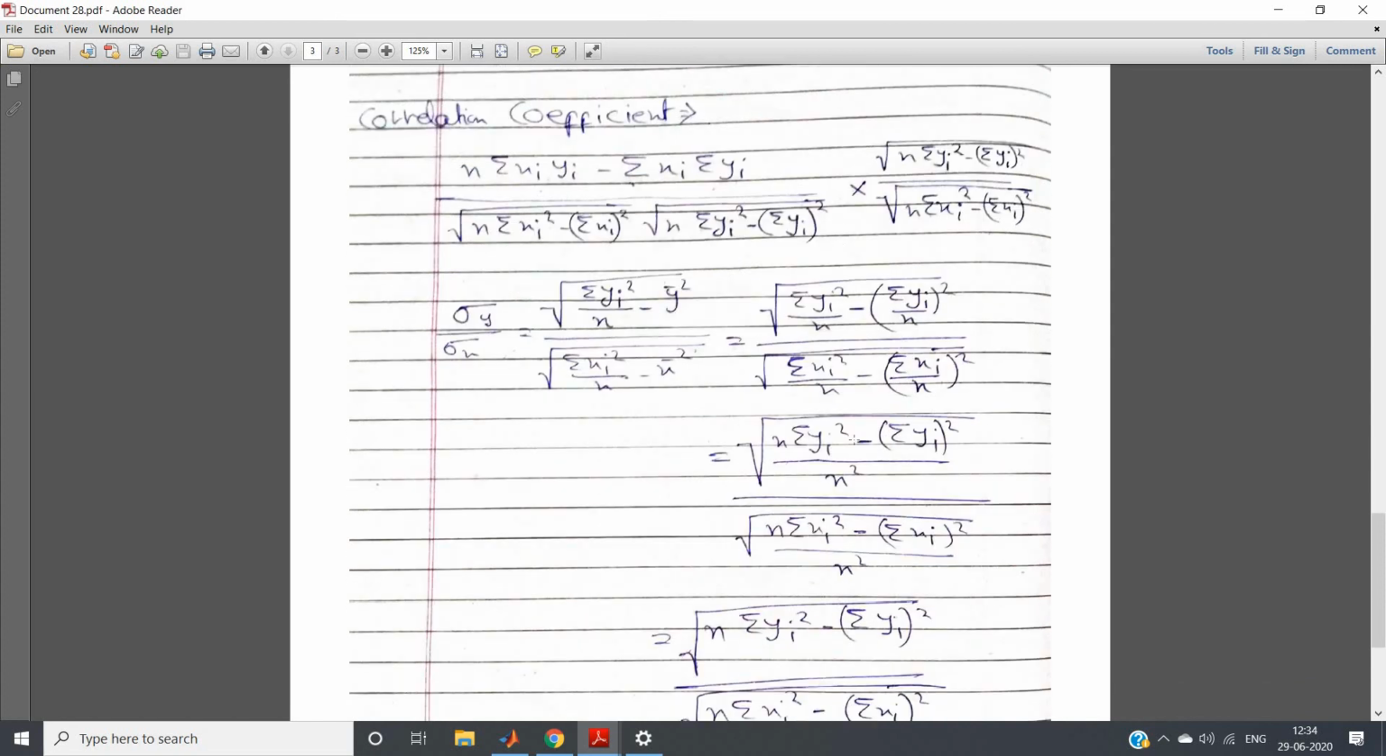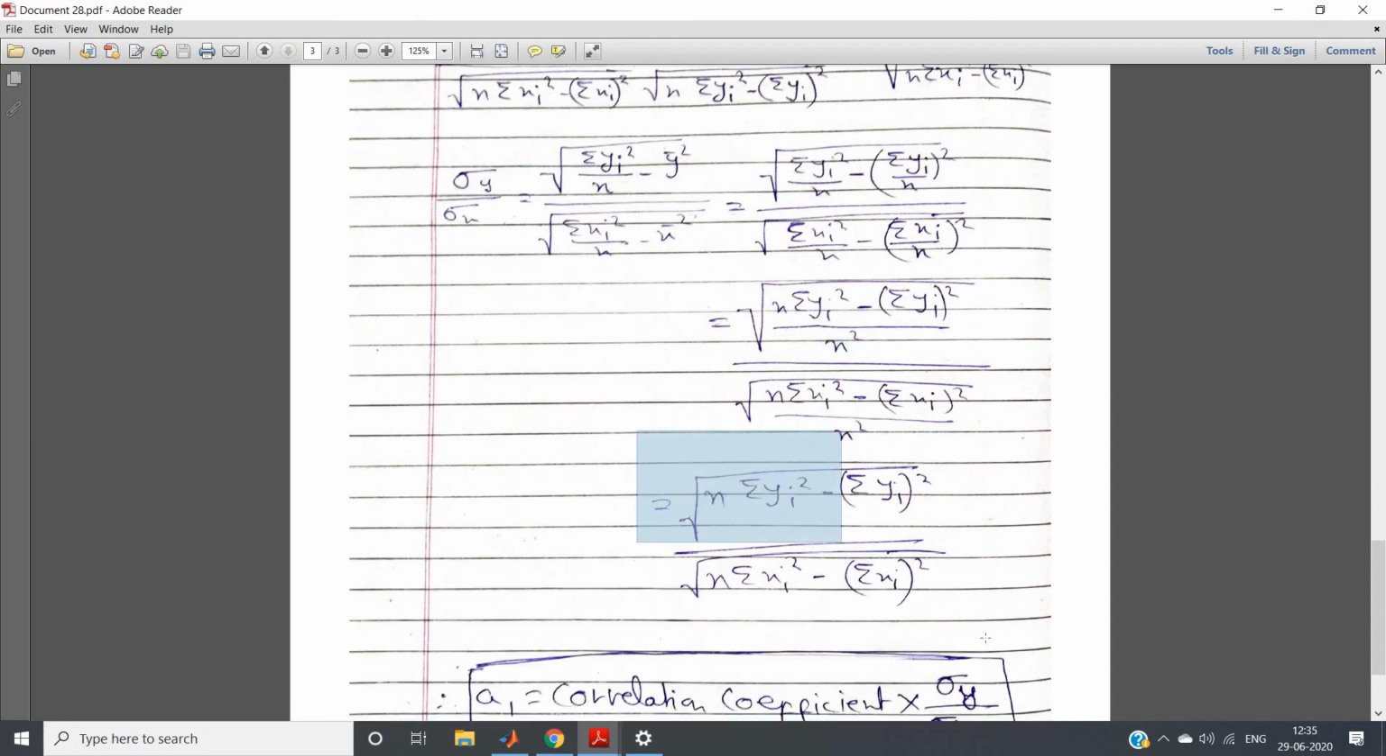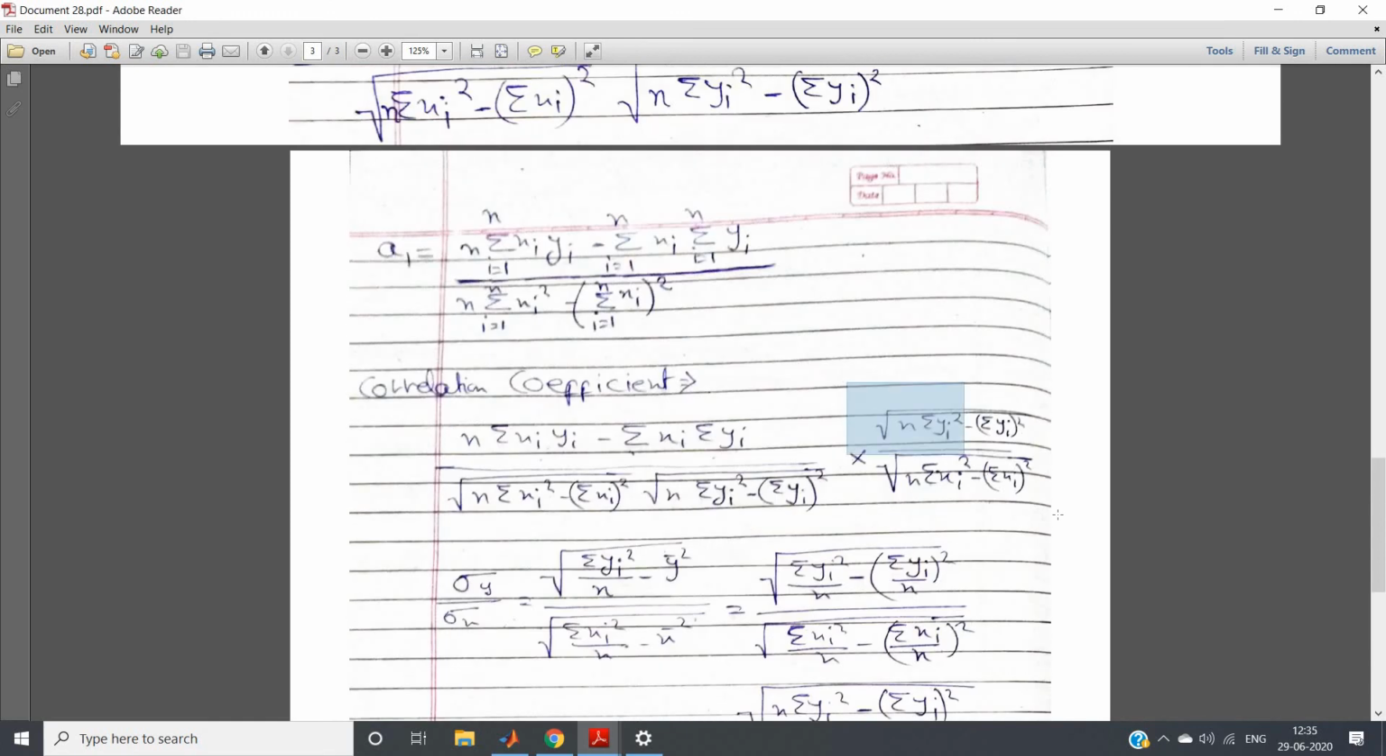Then take LCM in numerator and denominator, you will be getting this one, right? n square will be coming, so you will be having root over of n summation over yi square minus yi whole square by n square, by root over of n summation over xi square minus xi whole square by n square. This n square and this n square will cancel each other, and we will have this term, that is root over of n summation over yi square minus summation over yi whole square by root over of n summation over xi square minus summation over xi whole square. This term is nothing but what we are using here. So basically we can say this is nothing but sigma y by sigma x, and this is our correlation coefficient.